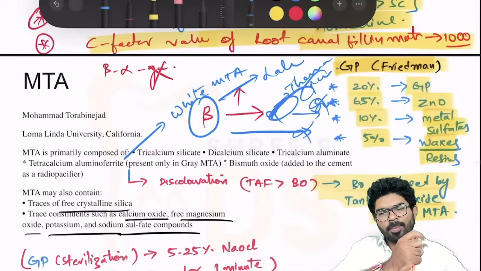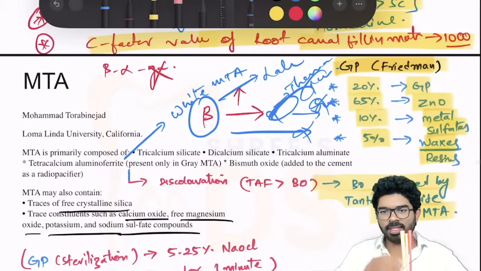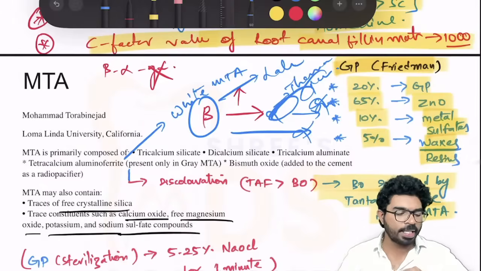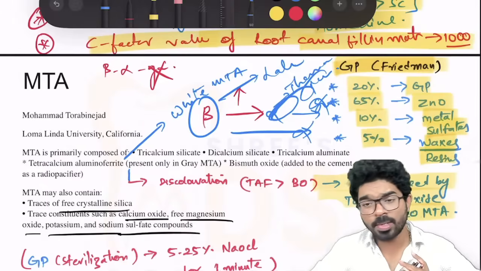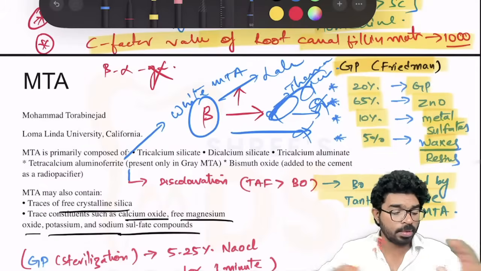I heat beta form, alpha form at a higher temperature. It burns off, completely crashes and burns off. That is called gamma form, which is nowhere related to endo.